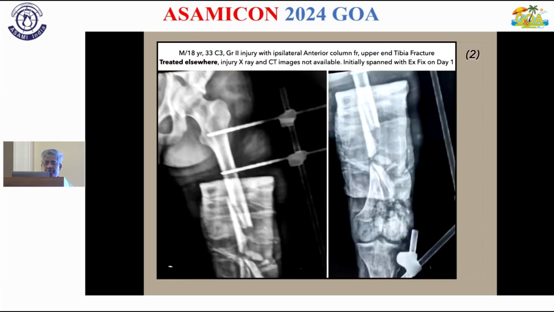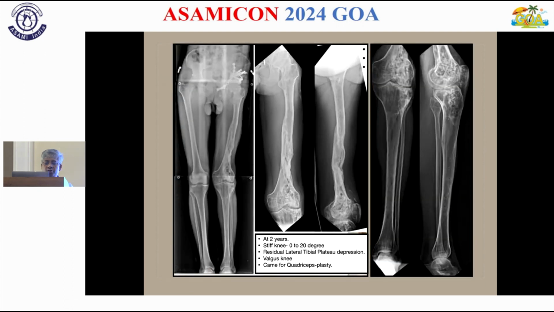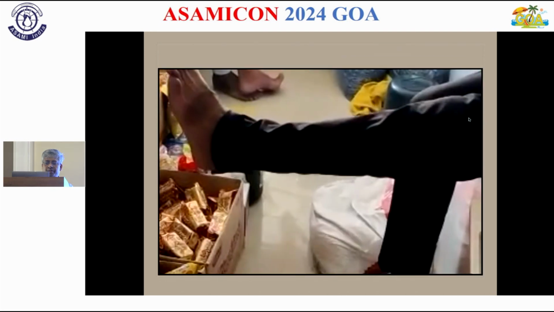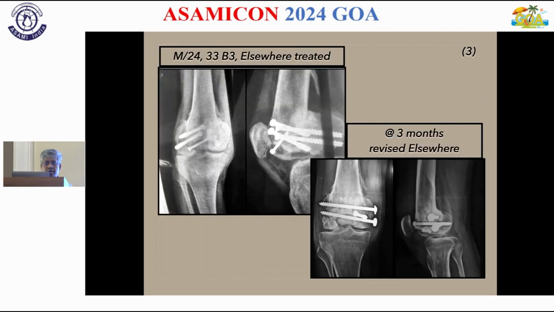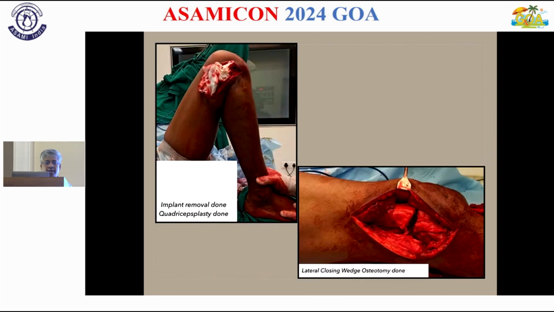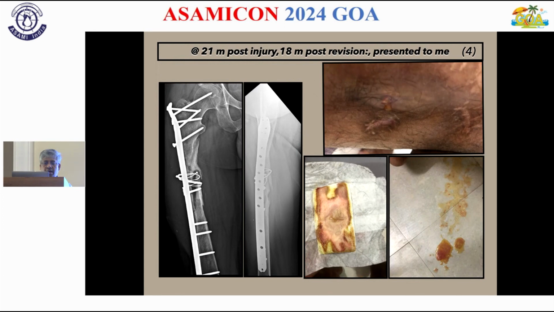Another case, a very comminuted distal femur fracture with a floating hip, floating knee, treated with a plate. Eventually at 2 years he had a stiff knee, which was treated with quadricepsplasty and gained a functional knee range of motion. Another case, a 33B3 injury treated with CC screws, presented to me at 9 months post-injury with a varus and stiff knee. I addressed the varus and did a quadricepsplasty also, and eventually he gained a good functional knee range of motion 5 months post-op.